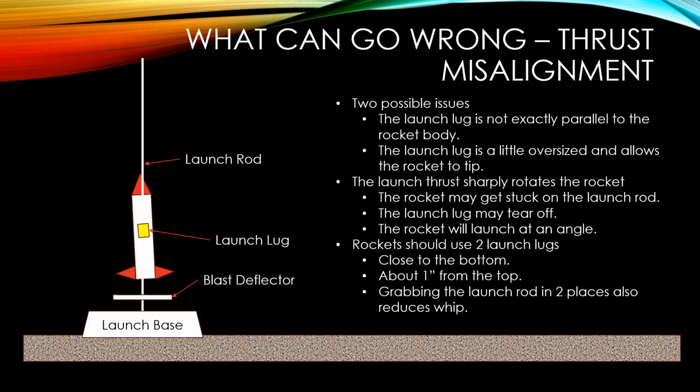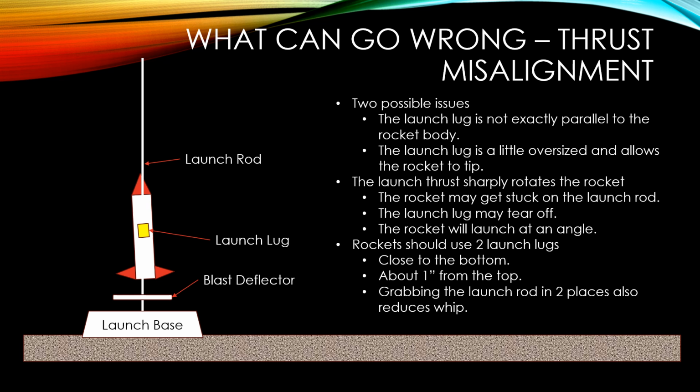So there's a couple of things that you can do to fix this. One thing that I like doing is I like using two launch lugs. Very few designs use two launch lugs, but I find that two launch lugs, where the first lug is down here near the bottom and the second launch lug is near the top, gives you a much better chance of keeping the rocket exactly straight.